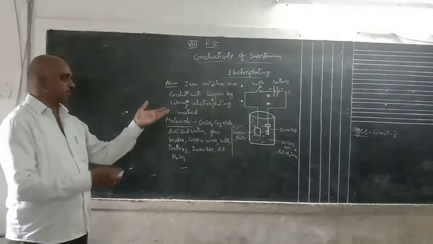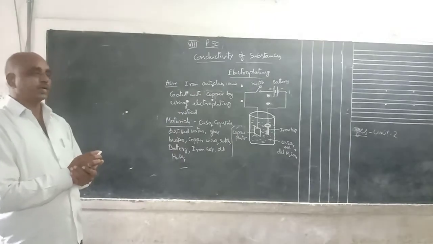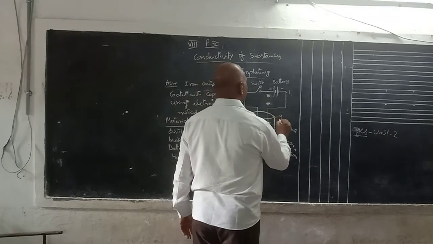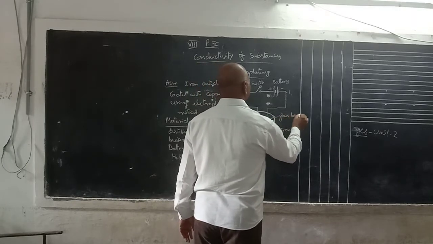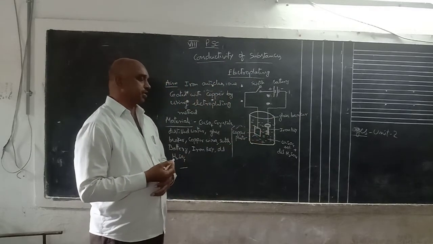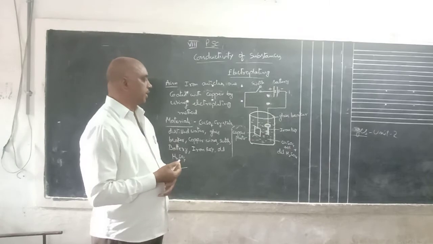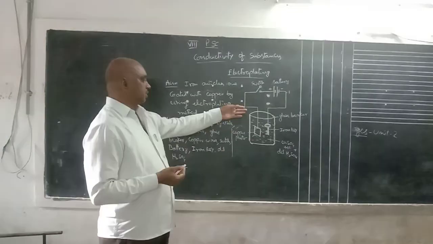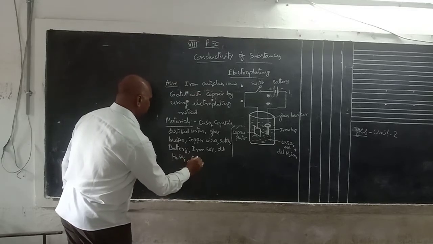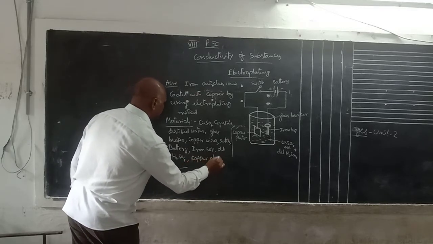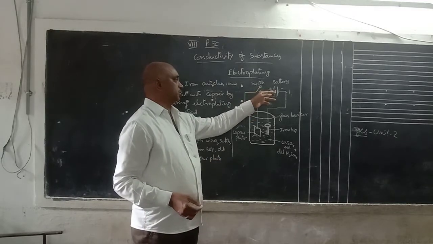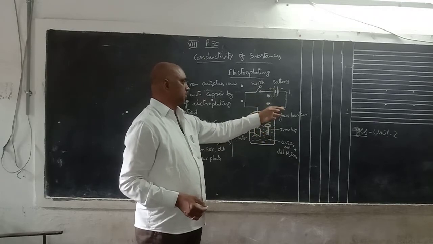Materials required means what are the materials required in this experiment. See this experiment. This is a glass beaker. In this glass beaker, we pour copper sulfate solution, distilled water and dilute sulfuric acid. Here this is the copper plate. This is attached to the switch and battery positive, and this iron key is attached to the battery negative.